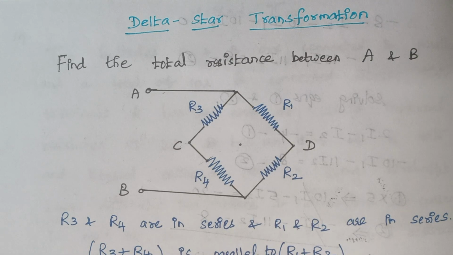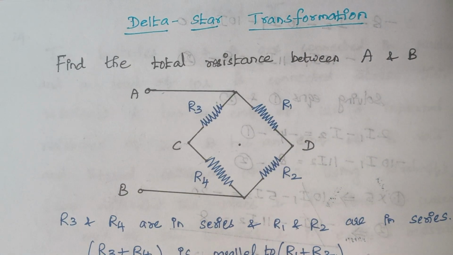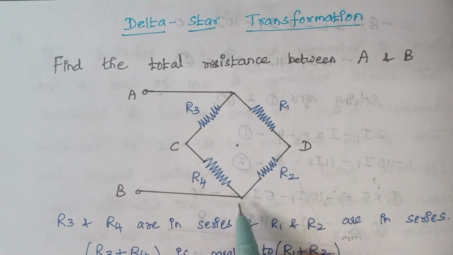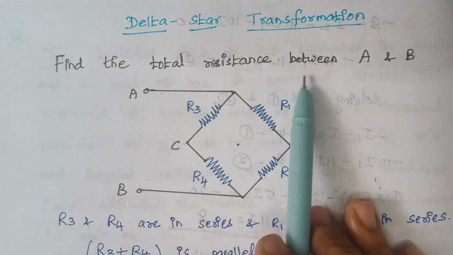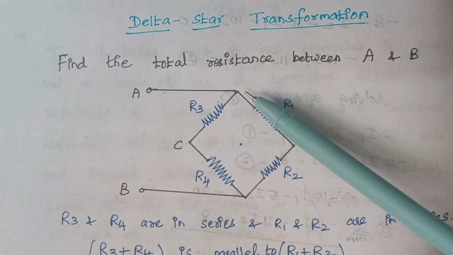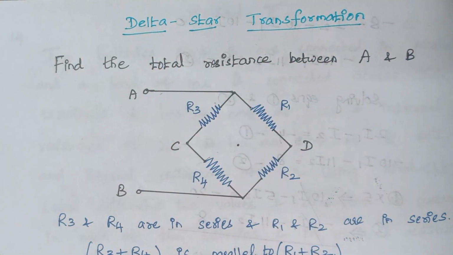We will start with delta star transformation. So there arises a question: what is the need of this type of transformation? I'll give an introduction about it. Look at this circuit. Find the total resistance between A and B. Now just tell me how you will find the total resistance between these two terminals here.